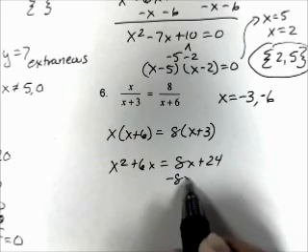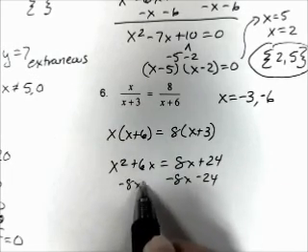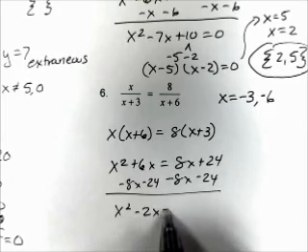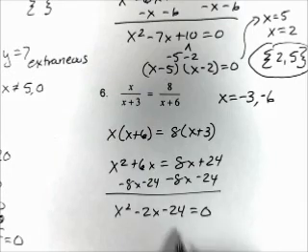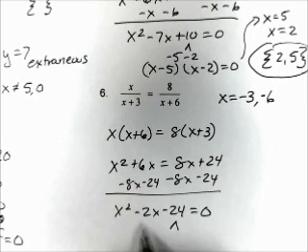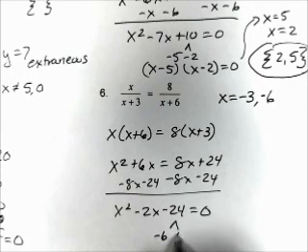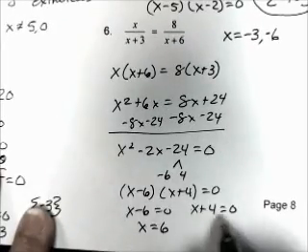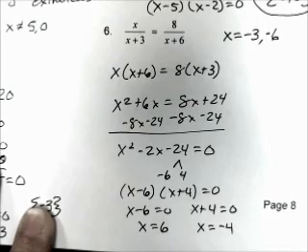Put it in standard form. X squared minus 2x minus 24 equals 0. Again, the lead coefficient there is 1, so we go right to the constant. Factors of -24 that add to -2 are -6 and 4. So x minus 6 times x plus 4 equals 0. Set each equal to 0. You can skip that part and go right to the solution. Adding 6, x equals 6. And subtracting 4, x equals -4.